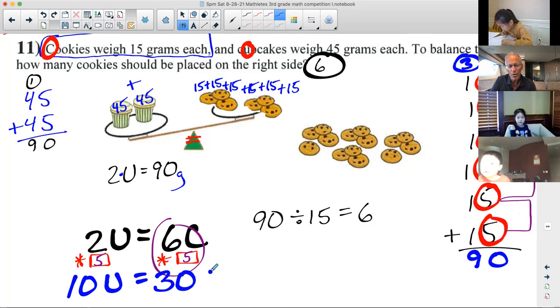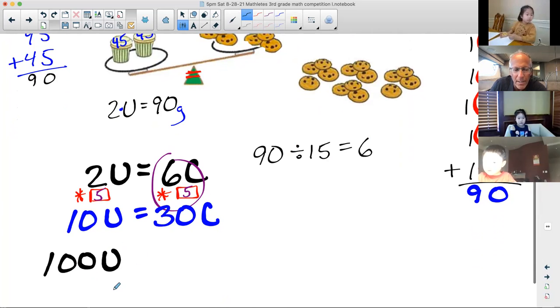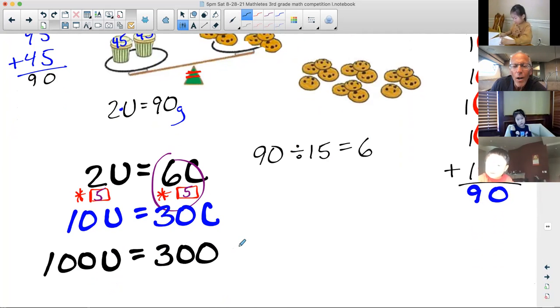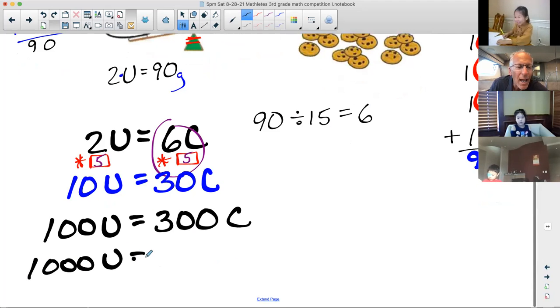30. 30 cookies. Wait a minute. What if Mr. Kramer had 100 cupcakes? Then he would have how many cookies? 300 cookies. Wait a minute. Why stop there? What if I had 1,000 cupcakes? How many cookies? 3,000.